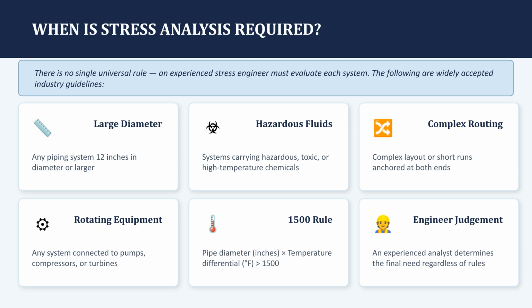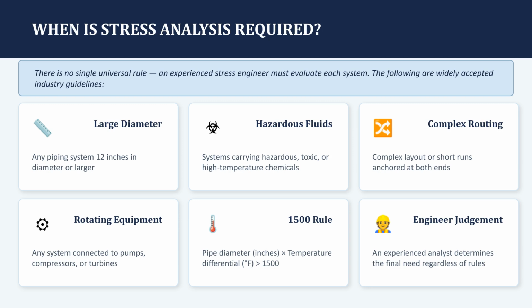6. Engineer judgment. And finally, regardless of what any of these rules say, an experienced piping stress engineer always has the final say. These guidelines are useful screening tools, but they don't replace professional judgment. A system might technically pass every rule above and still warrant a closer look if the engineer sees something concerning.